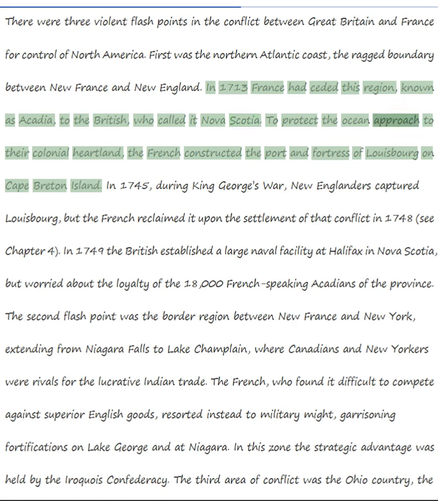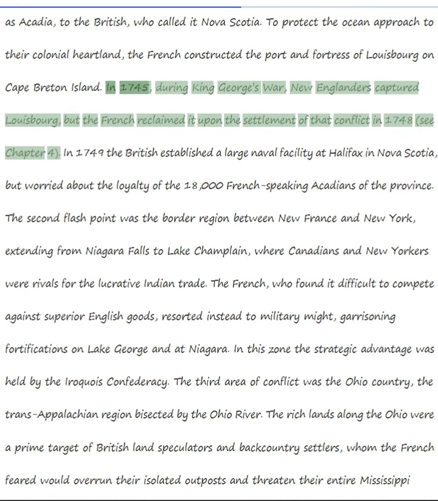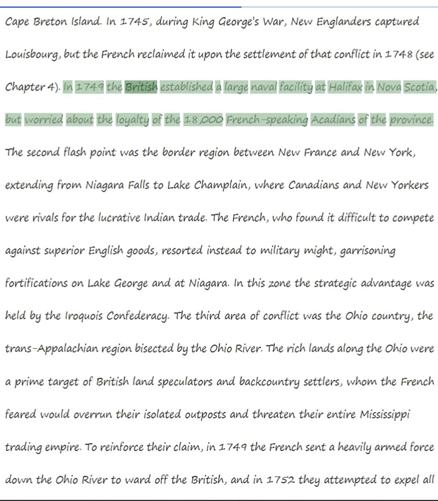To protect the ocean approach to their colonial heartland, the French constructed the port and fortress of Louisbourg on Cape Breton Island. In 1745, during King George's War, New Englanders captured Louisbourg, but the French reclaimed it upon the settlement of that conflict in 1748. In 1749, the British established a large naval facility at Halifax in Nova Scotia, but worried about the loyalty of the 18,000 French-speaking Acadians of the province.